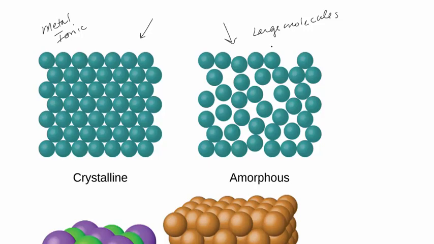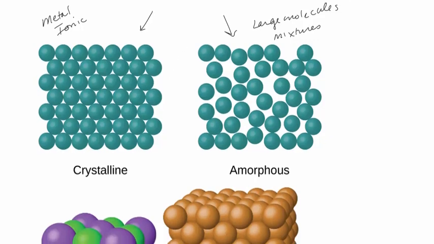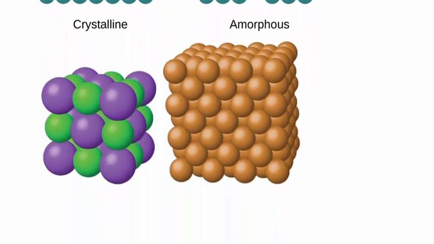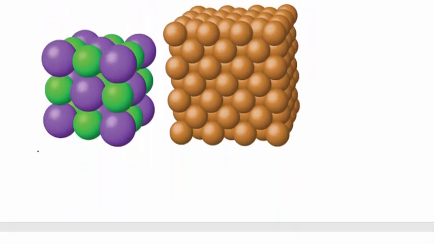Now, there are some substances that can form both, depending on what the conditions are when the solid is produced. But you're not going to be responsible for those compounds in my class. So let's talk more about our crystalline solids. For our crystalline solids, we can have ionic solids. Now, ionic solids are formed from ionic compounds.